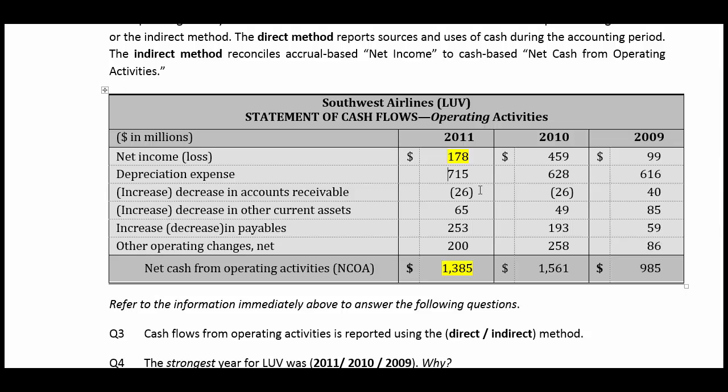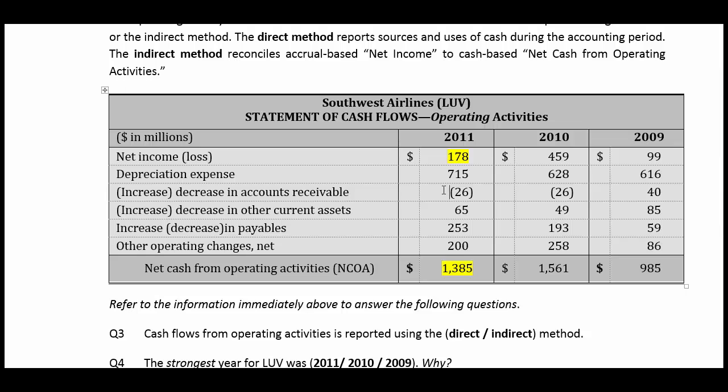Now, I also had an increase in accounts receivable. What does an increase in accounts receivable have to do with cash flow? Well, if accounts receivable increased, that means that for that amount of money, you made sales that you did not collect payment for. Accounts receivable went up because you made a sale and you didn't collect the money. So we made $26 million worth of sales for which we did not collect the money. Therefore, that hurts our cash flow.